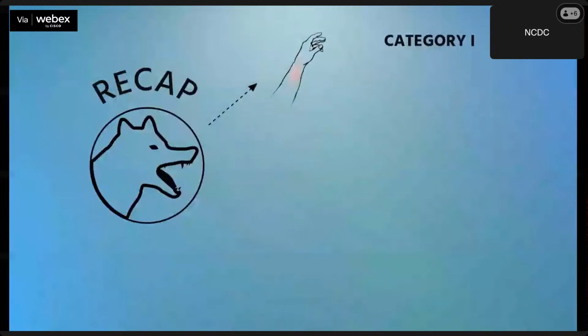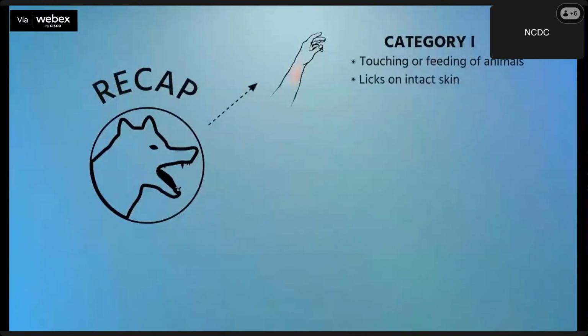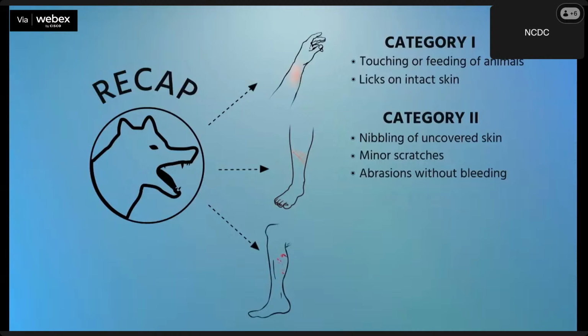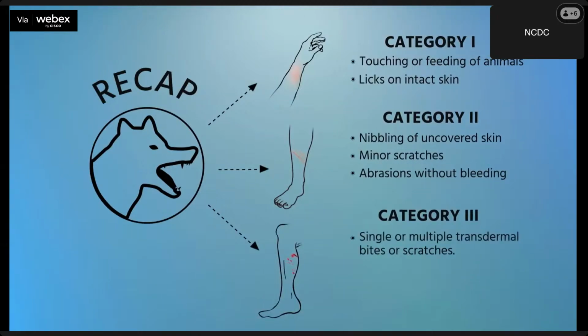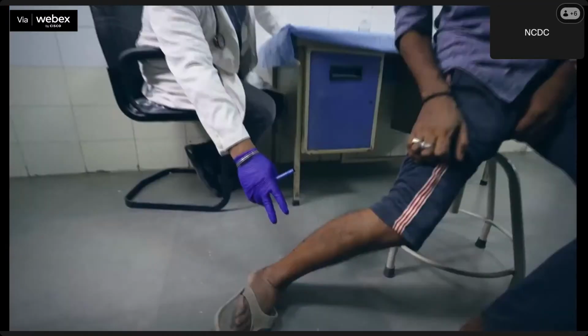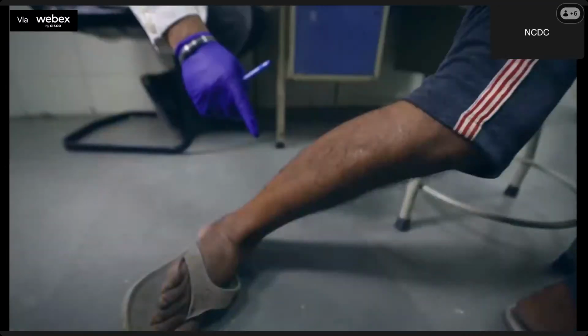A quick recap. Category 1 wound consists of touching or feeding animals and licks on intact skin. Category 2 wounds consist of nibbling of uncovered skin, minor scratches or abrasion without bleeding, and Category 3 wounds consist of single or multiple transdermal bites or scratches, licks on broken skin and contamination of mucous membrane with saliva. In case of doubt, the treatment for the higher category of wound should be administered.